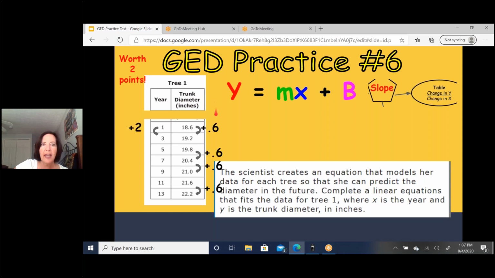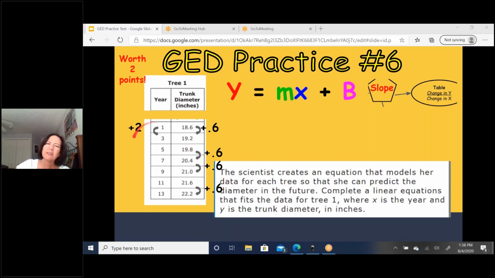And we need to look at what is happening as we go down from one row to the next. When we look at our y values, we go from 18.6 to 19.2. Our y values are actually increasing by 0.6. And that continues over and over and over. I didn't mark it every time because it was getting very crowded and hard to read. But every line, our y value gets 0.6 bigger.